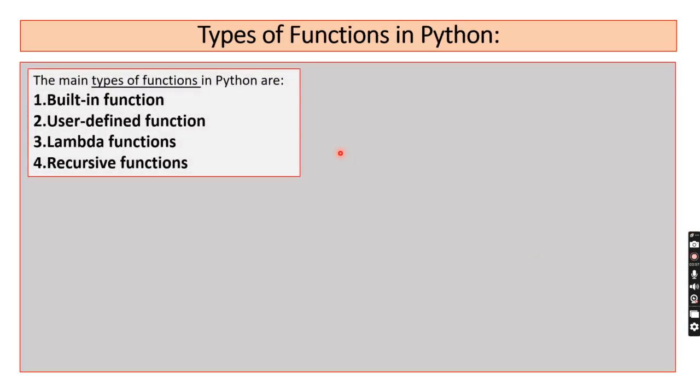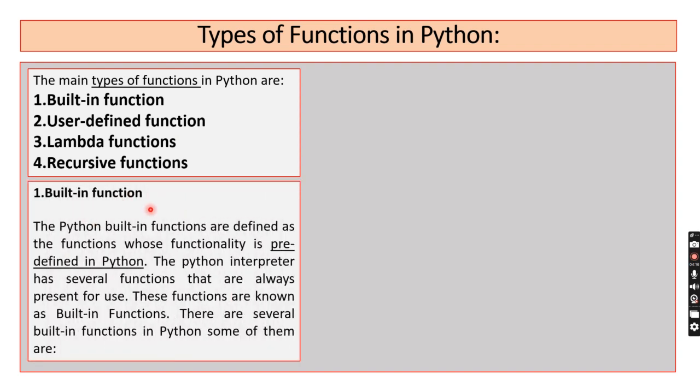Then types of functions in Python. We are using mainly 4 types of functions. The first one is built-in function, second is user-defined functions, third is lambda functions, and fourth is recursive functions. First, built-in function. Python built-in functions are functions whose functionality is already predefined in the Python interpreter. The Python interpreter has several functions that are always present for use. These functions are known as built-in functions.